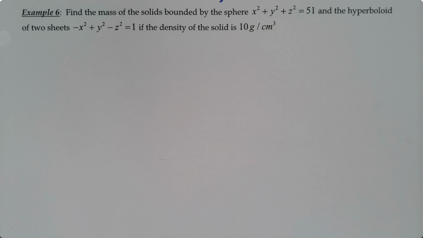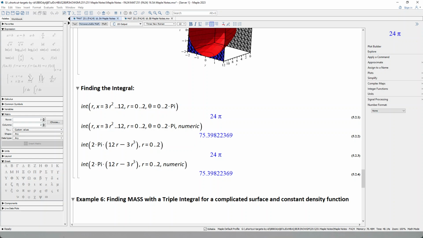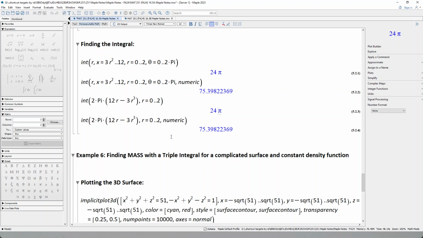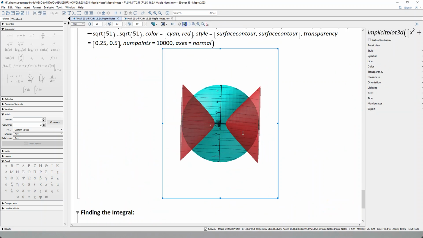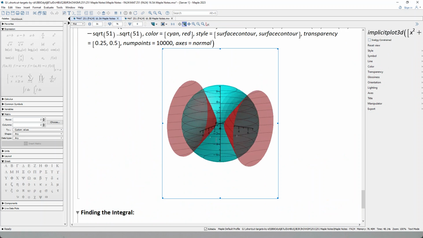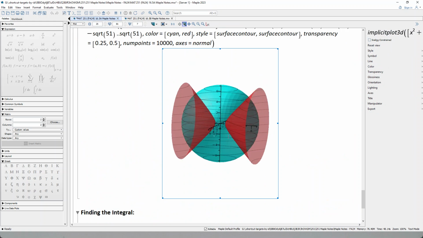Of course, we don't know what that looks like off the top of our heads, so we will grab Maple and make it plot the 3D surface. And it looks like this. It kind of reminds me a little bit of Princess Leia in the first Star Wars movie, A New Hope.